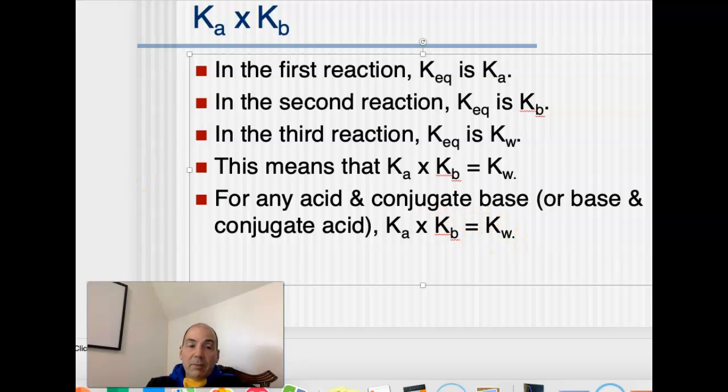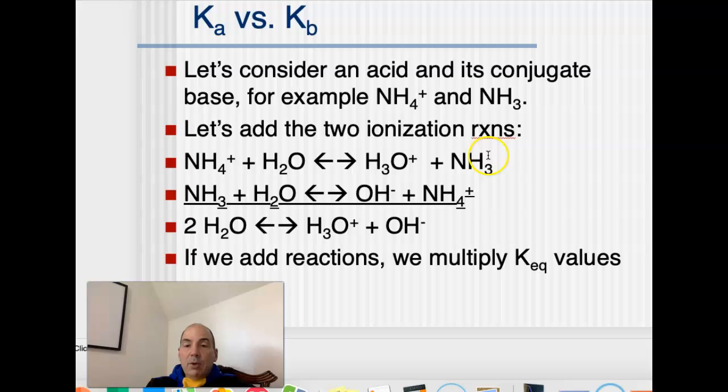What do I mean by conjugate pair? Again, ammonium and ammonia are a conjugate pair. We see them here, we see them here together. Here it's an acid and the conjugate base. Here it's a base and the conjugate acid. That's what we mean by conjugate pairs.